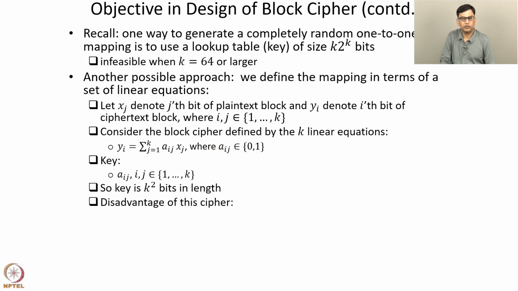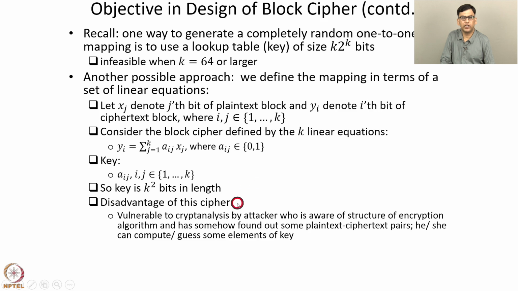But this cipher has a disadvantage. The disadvantage is that it is vulnerable to cryptanalysis by an attacker who is aware of the structure of the encryption algorithm. That is, the attacker knows that the encryption algorithm is of this form. It's a set of linear equations. And the attacker has somehow found out some plaintext ciphertext pairs. If the attacker gets some values of x1 to xk and the corresponding values of y1 to yk, then by writing these equations and substituting these values, the attacker may be able to calculate some of the values of aij for certain values of i, j. That is, the attacker may get some parts of the key.